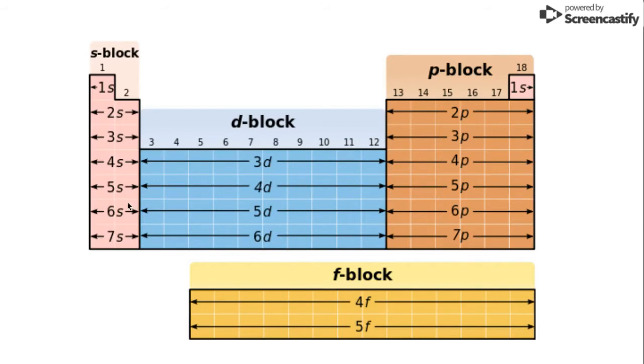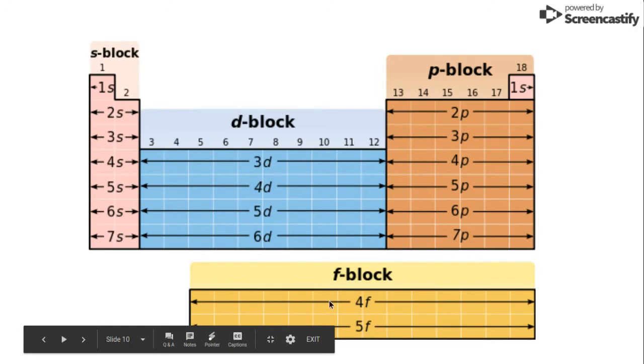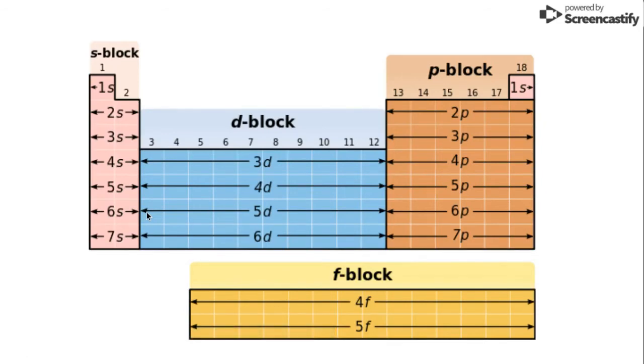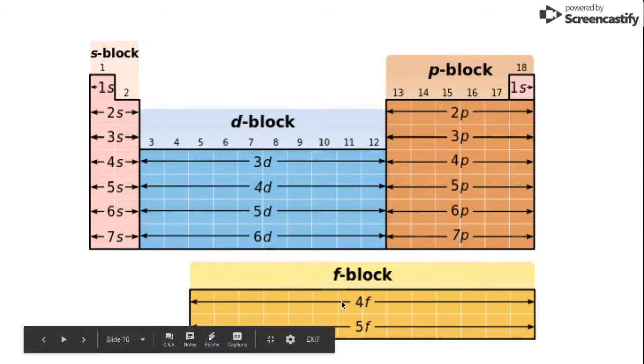Once we get down here to 6s, remember the lanthanides and actinides fit right in here. That's the F block. The F block starts with 4f. 4f would come in here right next to 6s. The way the F block works is you take the period it would be in minus 2. So any element on this lanthanide series, its final electrons would be in the 4f orbitals.